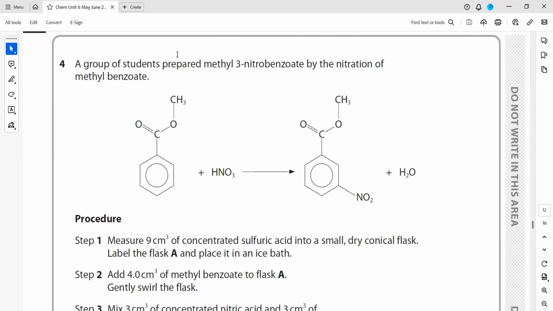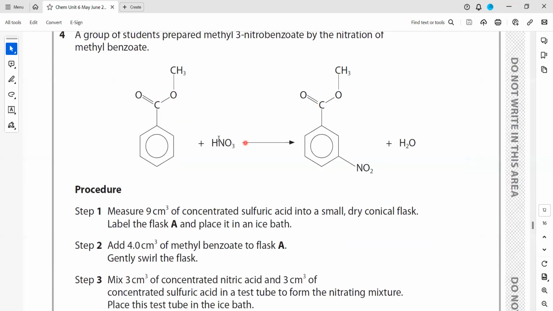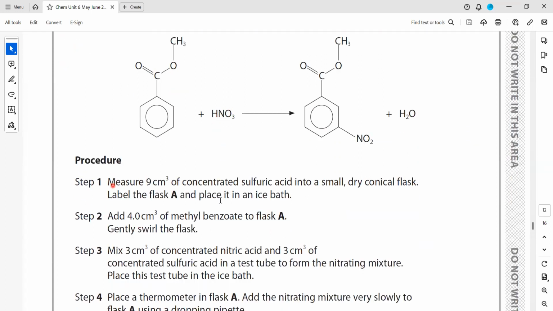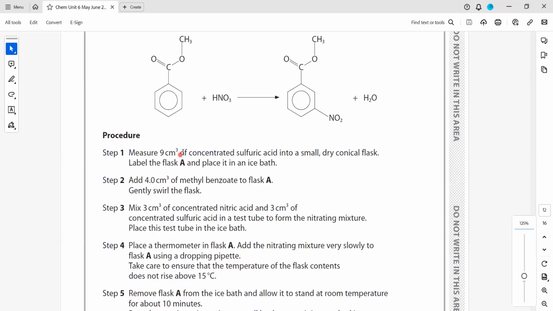So in this one, a group of students prepared methyl 3-nitrobenzoate by nitration of methyl benzoate, as you can see here. The procedure: 9 cm³ of concentrated sulfuric acid was added into a small dry conical flask, labelled flask A, and placed in an ice bath. Usually, why do we place a beaker or container in an ice bath? Sometimes the reactions are highly exothermic, so to prevent that, we place an ice bath.